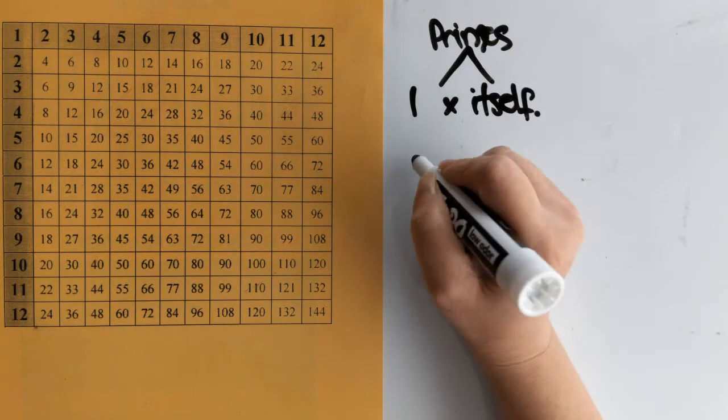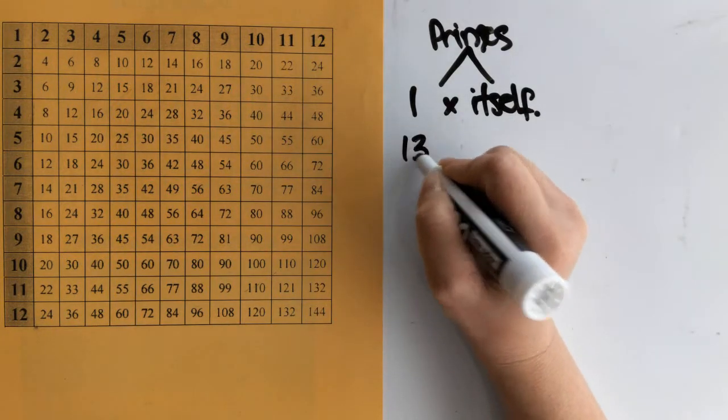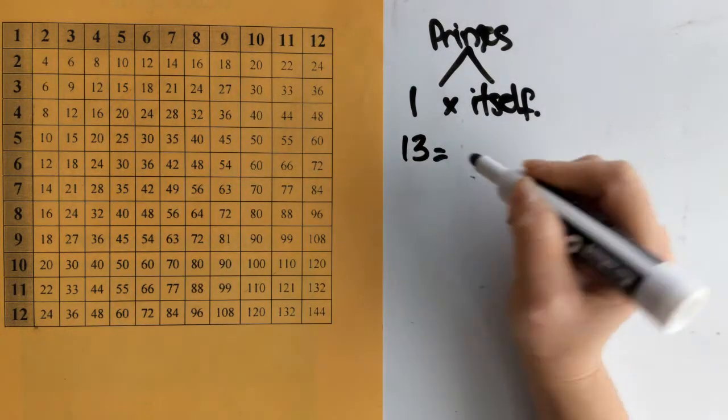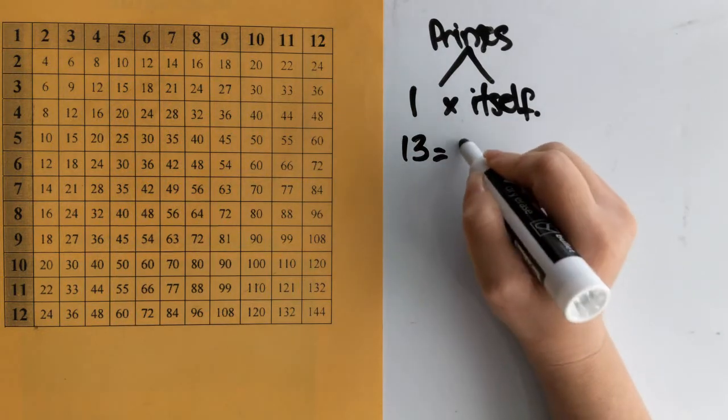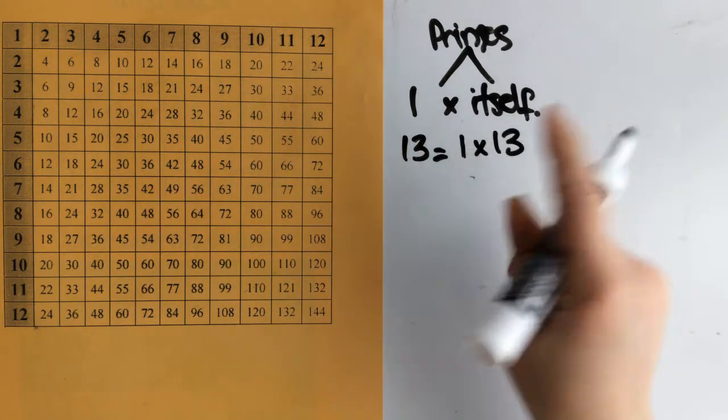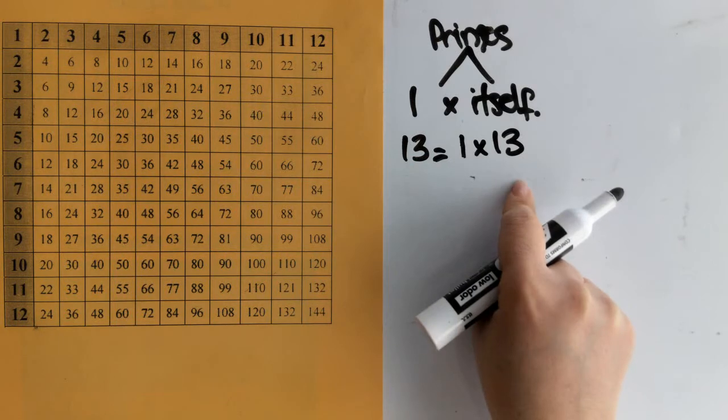For example, if we have the number 13, the only way we can get to 13 is by multiplying 1 times 13. Do you see? 1 and itself.